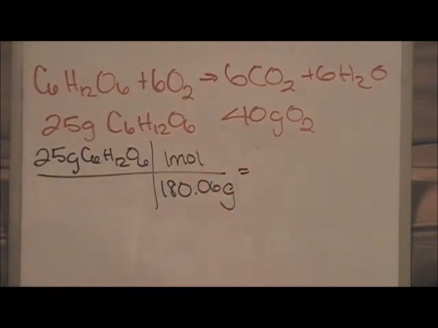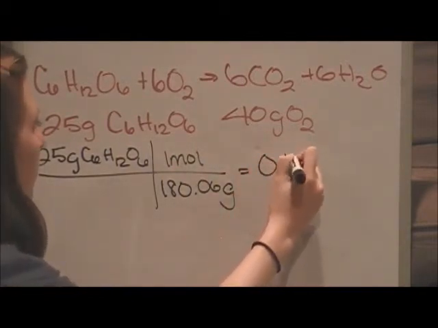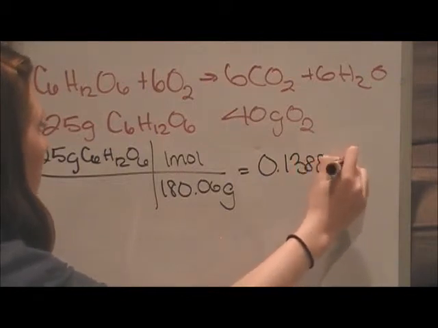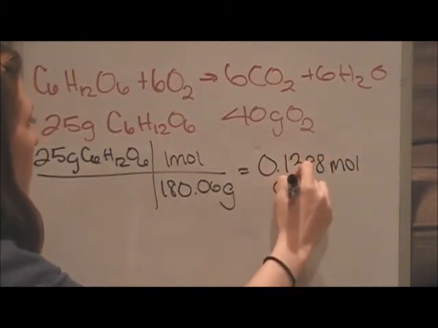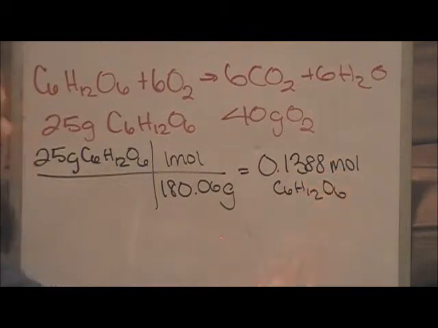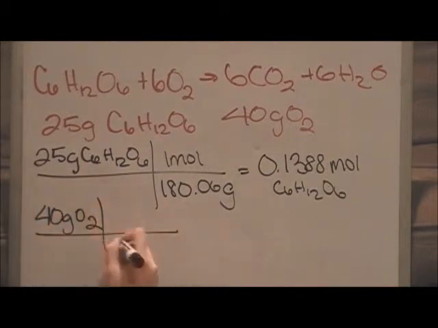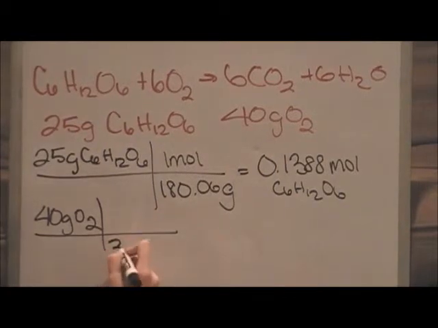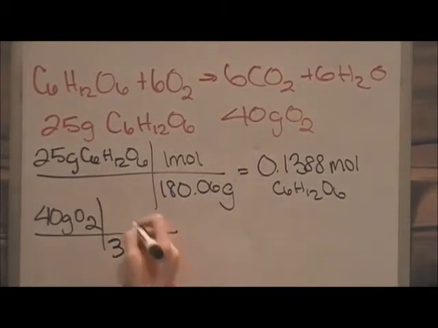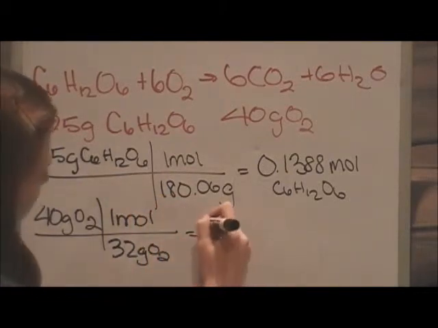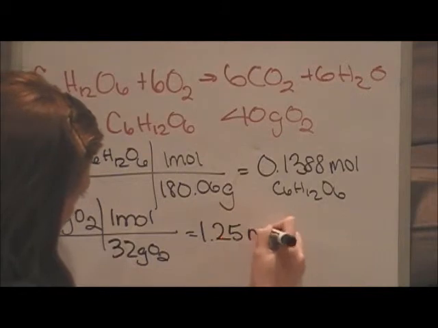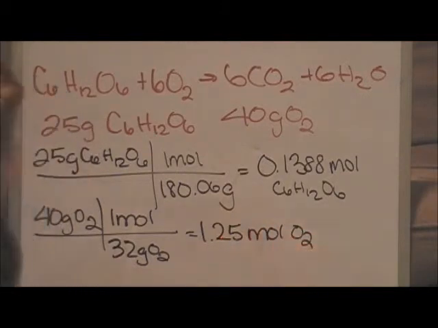When you divide that, you get 0.1388 moles of C6H12O6. We're going to do the same thing for O2. We're given 40 grams of O2, and we're going to divide that by the mass on the periodic table, which is 32 grams for every 1 mole. When you divide that, you get 1.25 moles of O2.